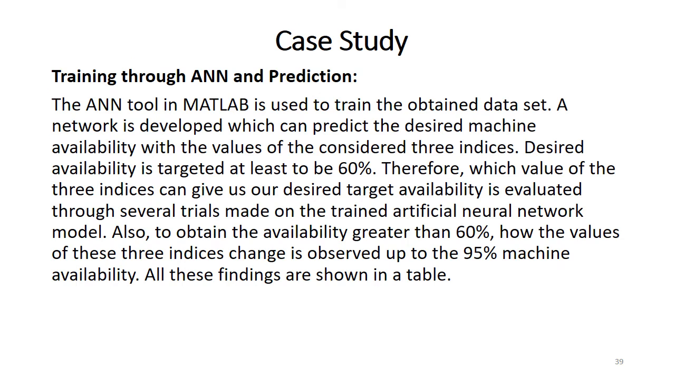The artificial neural network tool in MATLAB was used to train the obtained dataset. A network was developed and desired availability was targeted to be at least 60%. The corresponding values of the three indices were evaluated through several trials, and to obtain availability greater than 60%, how the values of these three indices change was also observed up to 95% machine availability. All these findings are shown in the below table.